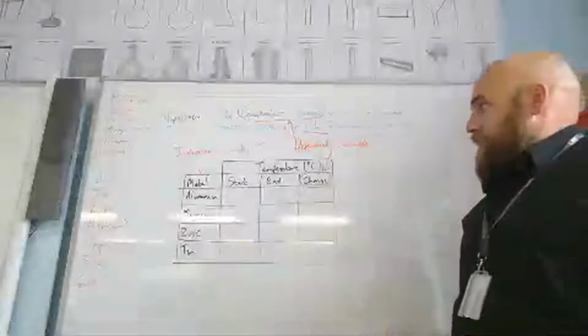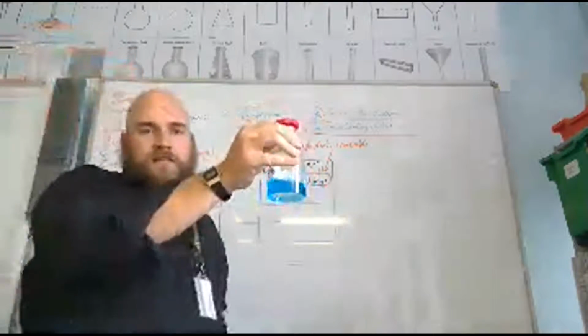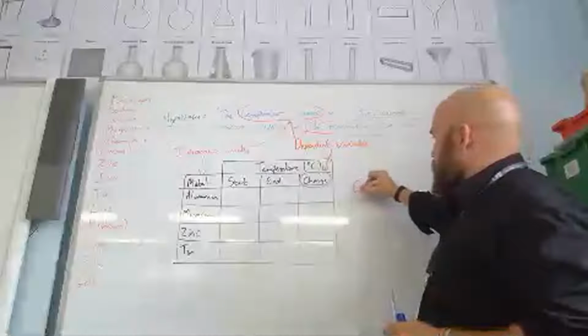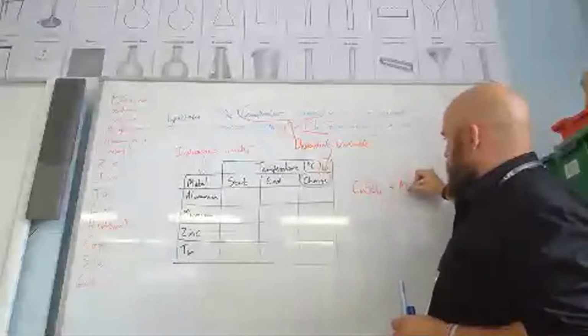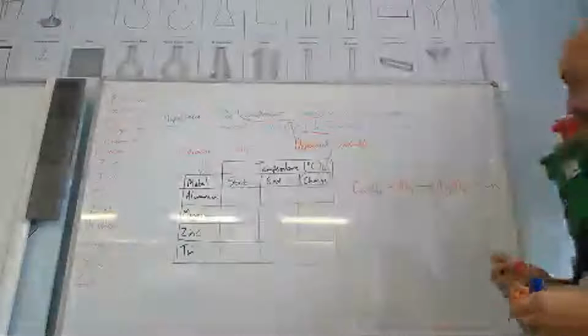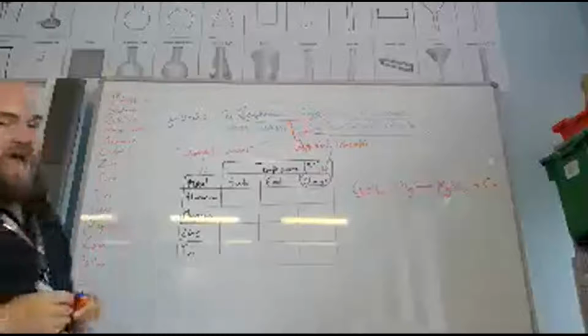So I'm going to be mixing all four of these metals with samples of copper sulfate. There's our copper sulfate, its unmistakable blue color. Let's just use magnesium. What we're saying is going to happen here is that magnesium reacts with copper sulfate to make magnesium sulfate and copper. All we're actually doing is swapping or displacing the copper for the magnesium. And according to the reactivity series, magnesium is more reactive than copper, so it will happen.